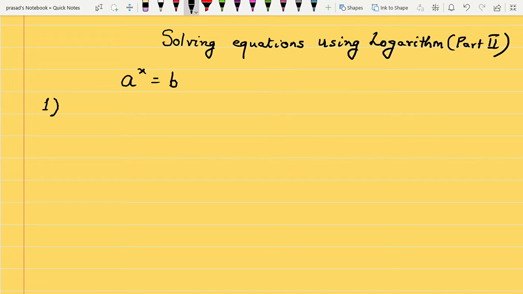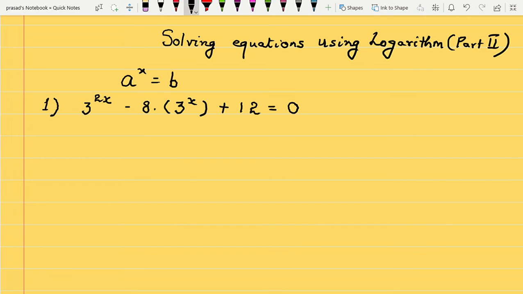So take the first one here, 3 to power 2x minus 8 into 3 to power x plus 12 equal to 0.